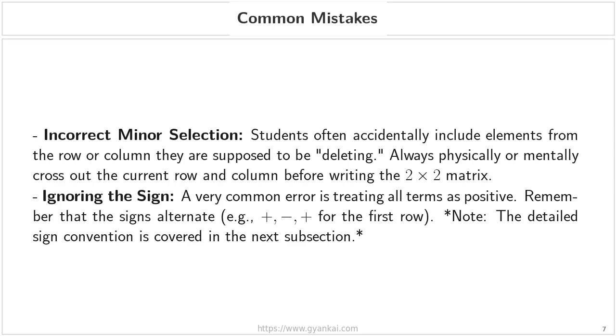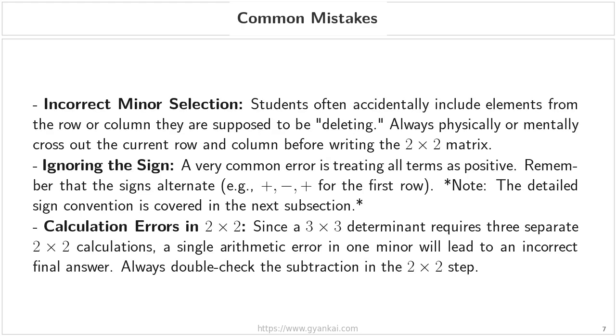Second, and perhaps most importantly, is ignoring the sign. It is incredibly easy to treat every term as a positive number, but as we saw in our worked example with matrix A, the signs actually alternate. For the first row, the pattern follows plus, minus, plus. If you forget to flip that sign for the second element, your entire calculation will be off. Now, don't worry if the logic behind why the signs change isn't fully clear yet. We will be covering the detailed sign convention in our very next subsection.